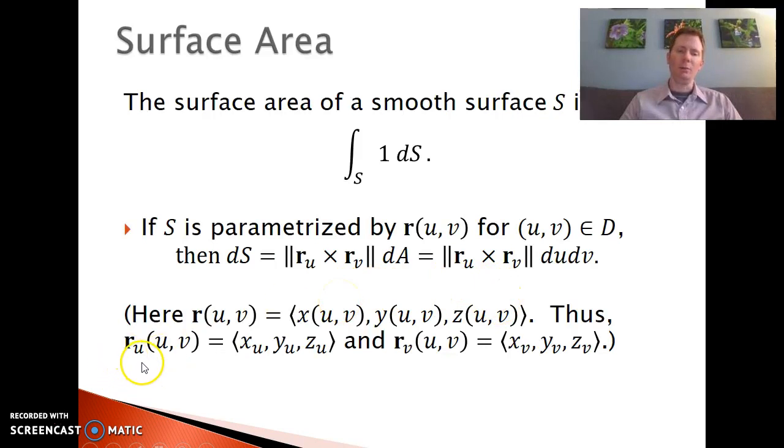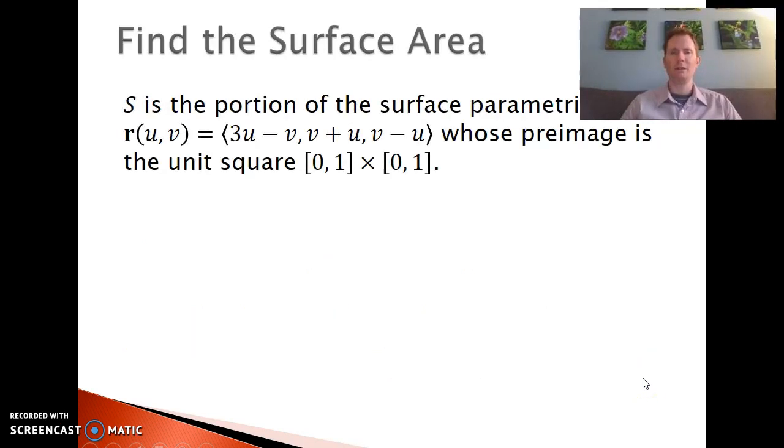So r sub u of u, v simply means that we need to take the partial derivative of the x component with respect to u. Y sub u is then the partial derivative of the y component with respect to u, and z sub u is the partial derivative of the z component with respect to u. And r sub v is defined similarly. So let's look at a specific example where we want to find the surface area.